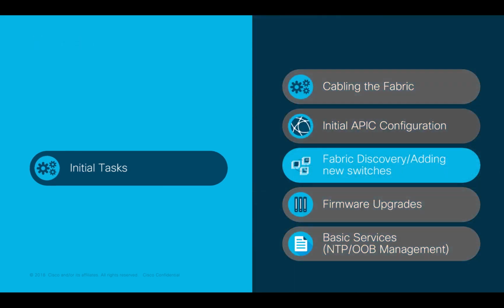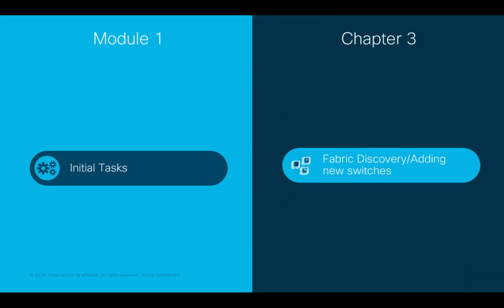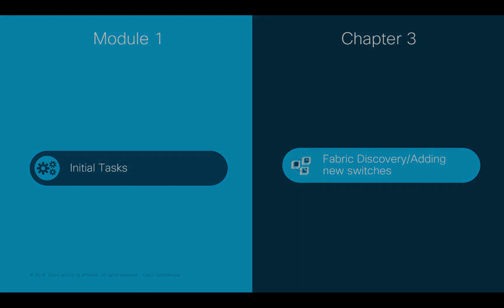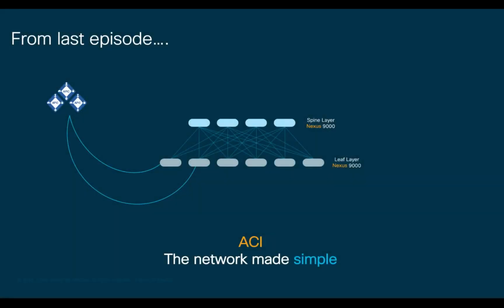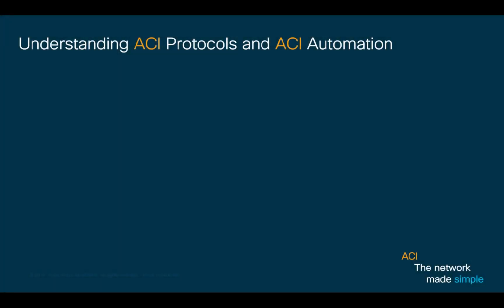In this video, we will cover Module 1, Initial Tasks, Chapter 3, Fabric Discovery and Adding New Switches. In our last episode, we learned how to perform the initial physical APIC configuration, so we're now ready to discover leaves and spines to automatically build our ACI fabric. But before we begin, let's understand some basic concepts on how ACI works behind the scenes.